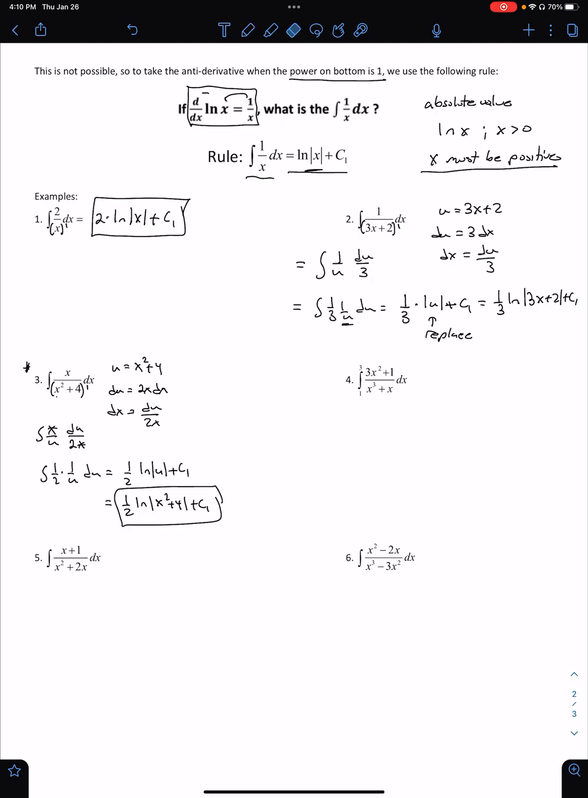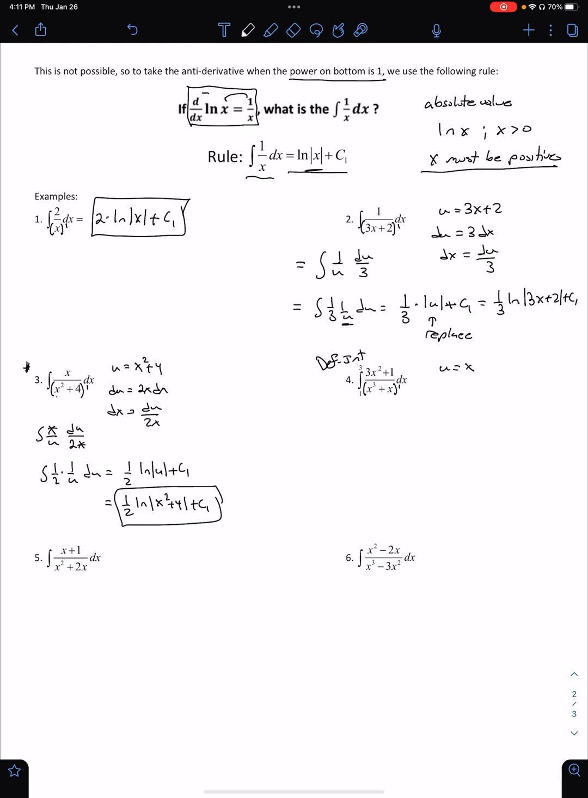Number 4, this is our definite integral. We know it's a definite integral because we have bounds on it. So this is the one where we don't need to put the plus c. Like before, we are going to use u substitution. If I look at the bottom, I have this x cubed plus x. So I am going to let the bottom be my u.